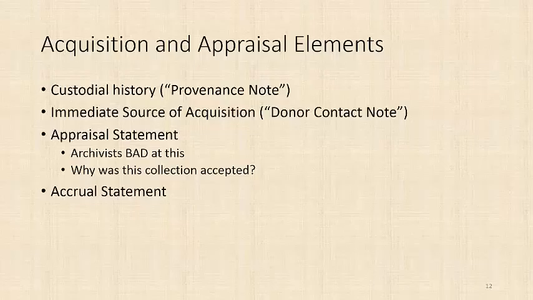Archivists are really bad at doing this. We don't really ever express why we have brought something in or how it fits into our collecting policy. But it's really a good idea to put in an appraisal statement. And it simply answers the question, why, according to your repository's policies, was this collection accepted? Where does it fit in the policy? Or if it doesn't fit in the policy, why did you take it?